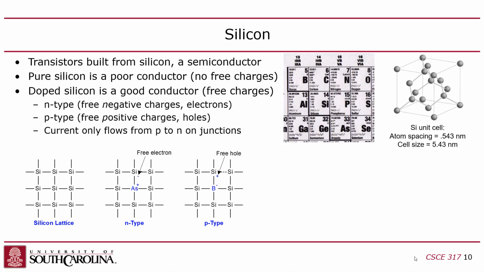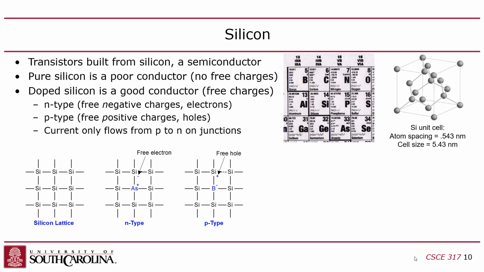So silicon is an atom, right? And it's in column 4 on the periodic table. That means it has 4 valence electrons, 4 electrons in the outer shell. And silicon, I think, is one of, if not the most abundant element on Earth.